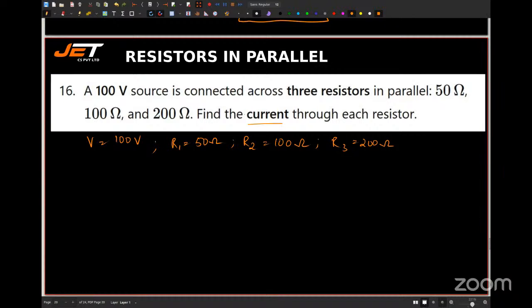See, again, this is important. What is the current through each resistor? They did not ask what is the current in the circuit. They asked the current through each resistor. So what do you have to find? You have to find out I1, I2, and I3. So we know V is equal to IR from Ohm's law.